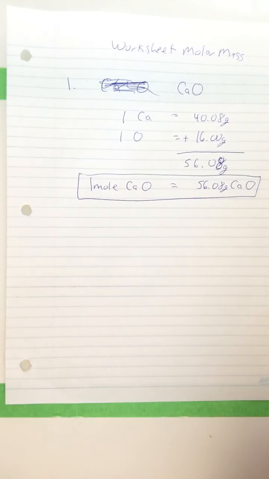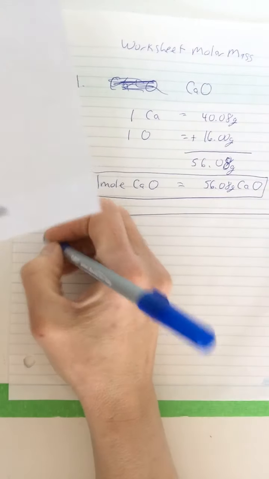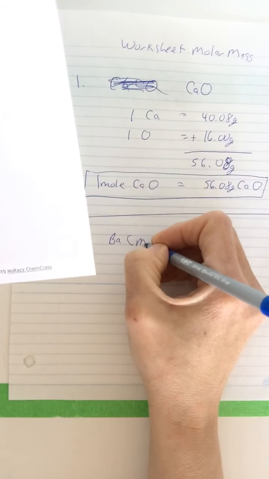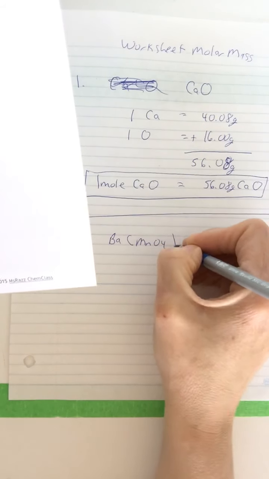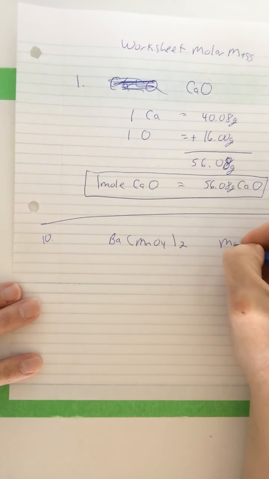I'm going to do this one. This one looks hard. Ooh, let's do number 10. That looks really hard. Number 10, BaMnO4 brackets 2. So I'm going to write that down. Let's do number 10. Ba, open the bracket, MnO4, close the bracket 2. All right, let's find the molar mass.